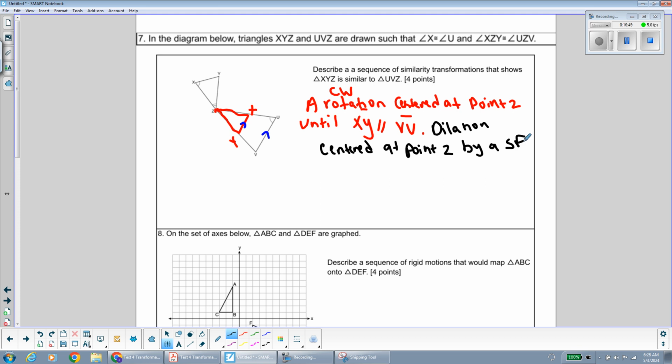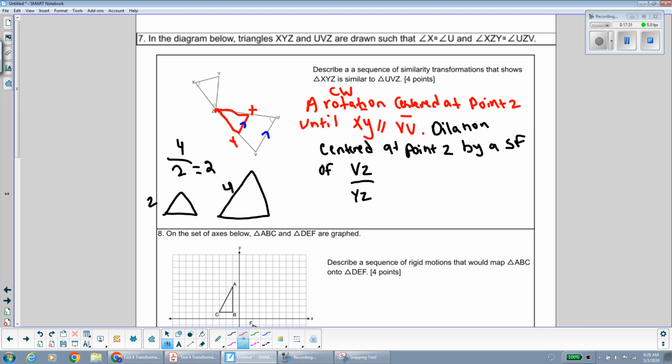By a scale factor of, and I'm just going to describe the scale factor as a side of the image over the corresponding side of the pre-image, because that's how you find scale factor, right? If this is 2 and this is 4, I can take the image and divide by the corresponding side from the pre-image to get the scale factor.